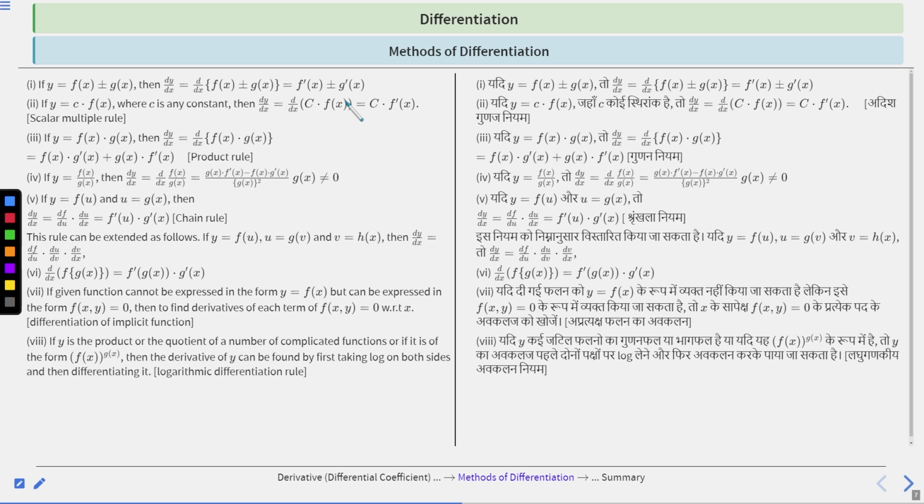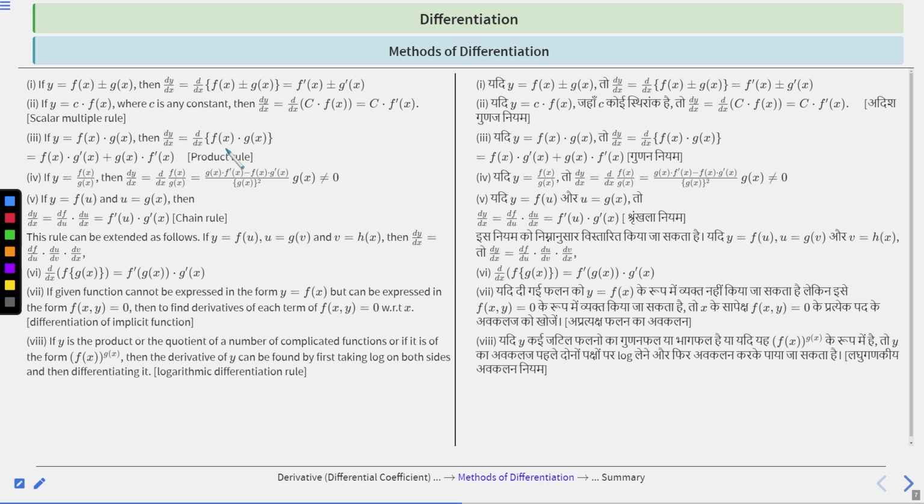Clear? Now if y is equal to c f(x), where c is any constant, then dy by dx can be written as d upon dx of c into f(x), which is equal to c times f dash x. It is called the scalar multiple rule.